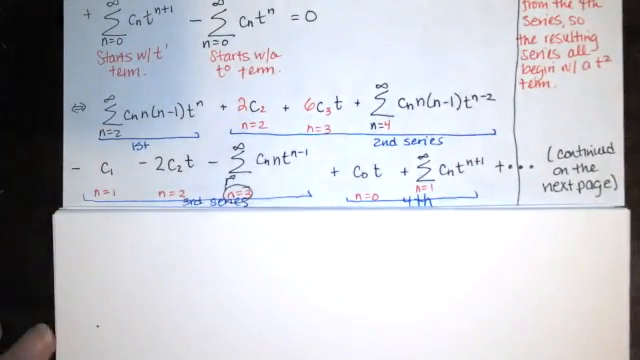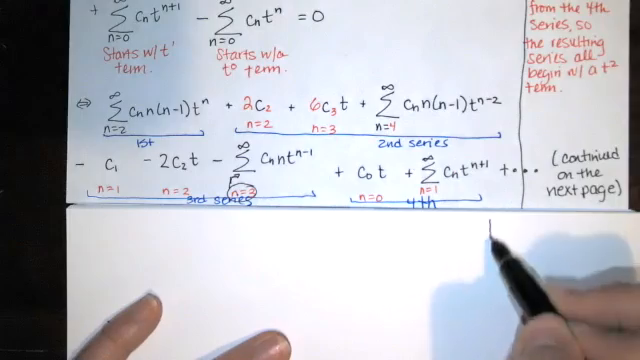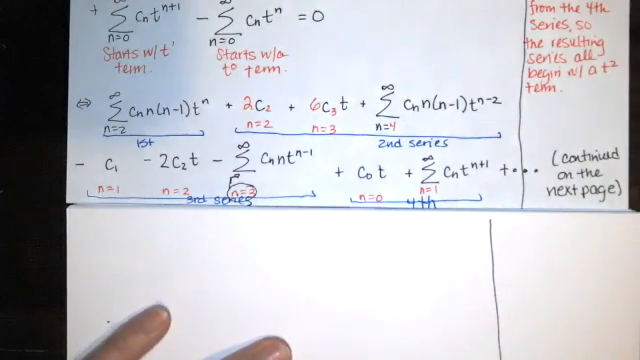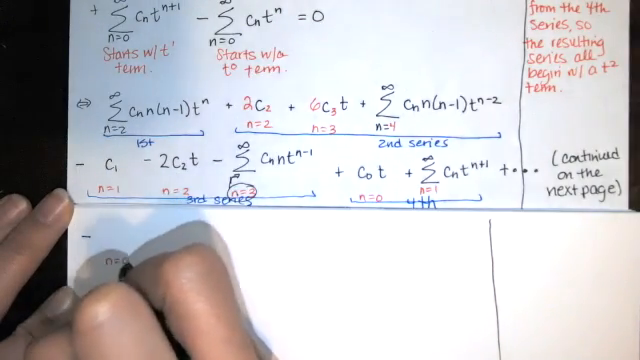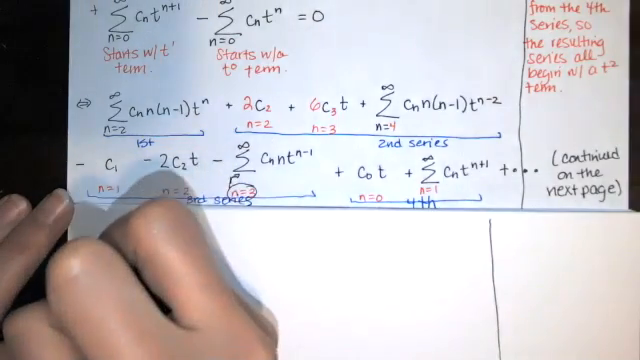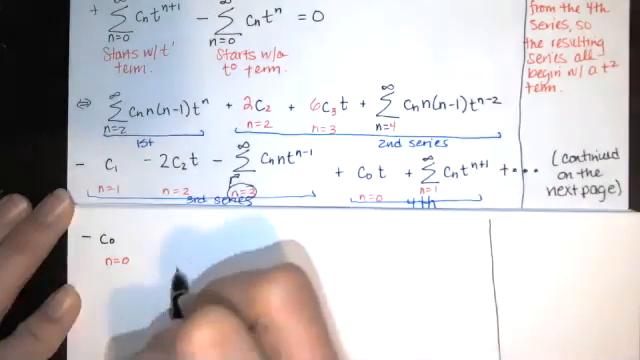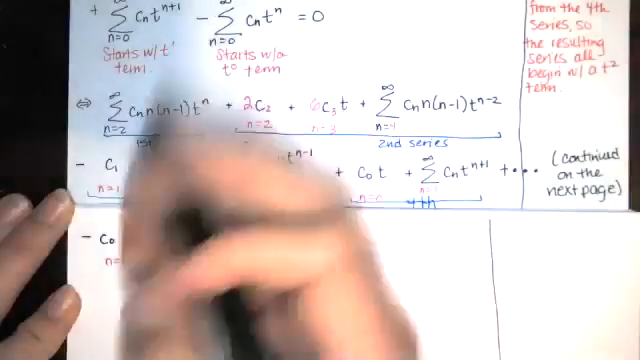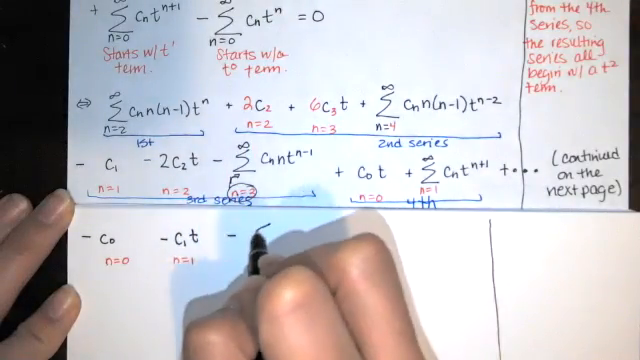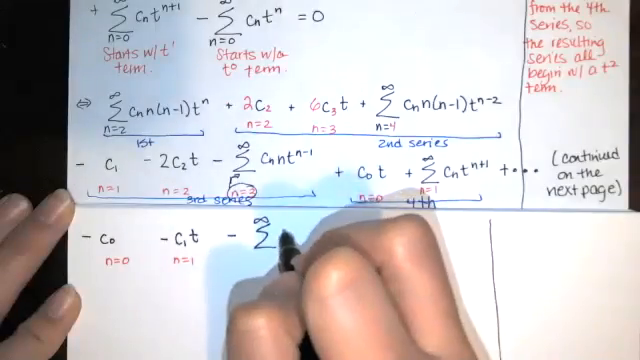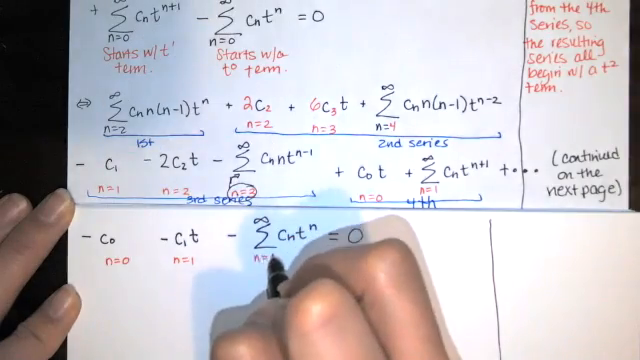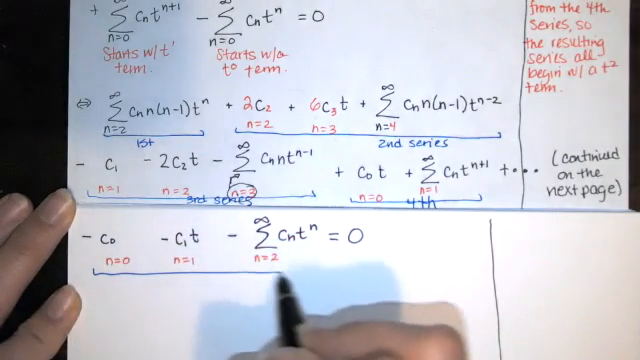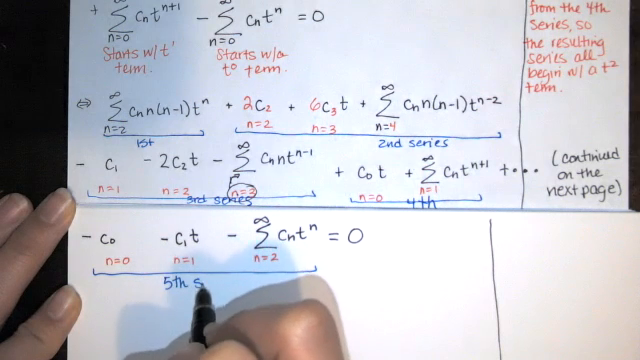So we'll have to take out 2 terms from that. When n equals 0, you have c sub 0 times t to the 0. When n equals 1, you get a negative c sub 1 times t to the first. And then the rest of the series starts with n equals 2, and otherwise looks exactly the same. And all of that combined is equivalent to our original fifth series.